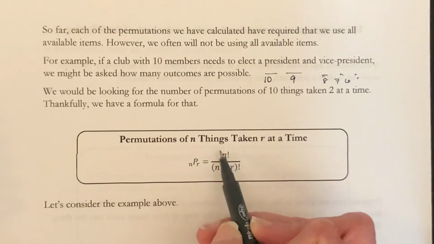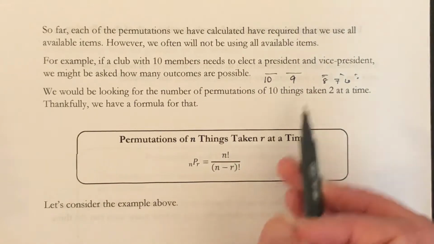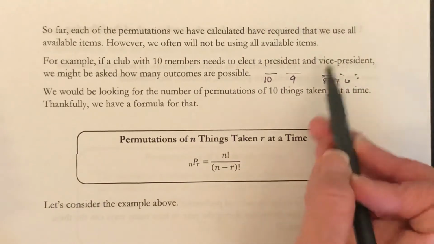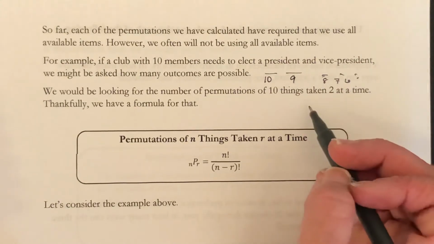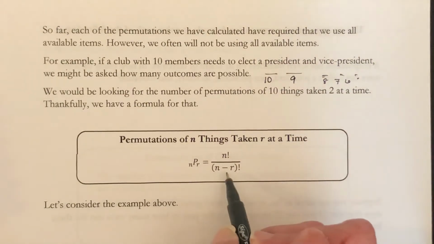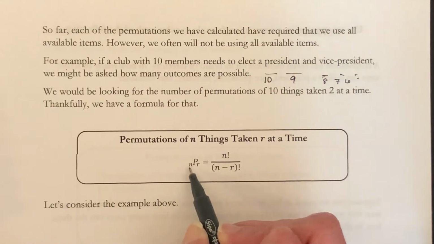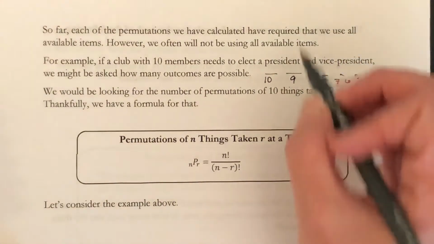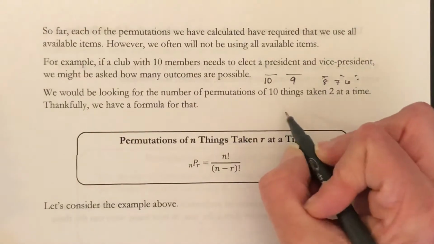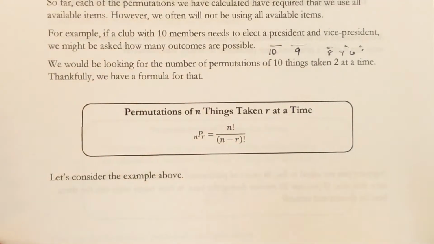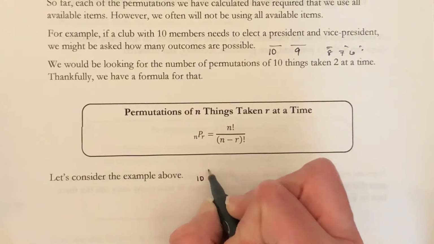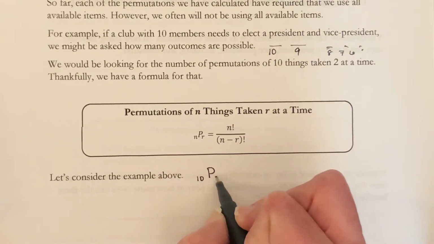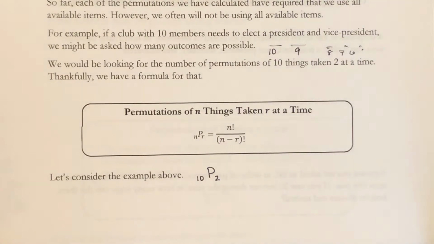n factorial goes in the top. And then you remember how I didn't need these? And how it's basically like I want to get rid of those, sort of divide them away? Right here, it's n minus r. This would be 10 choose 2. Permutations of 10 items taken 2 at a time.